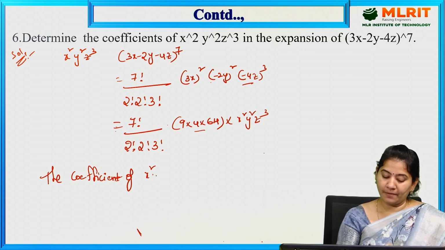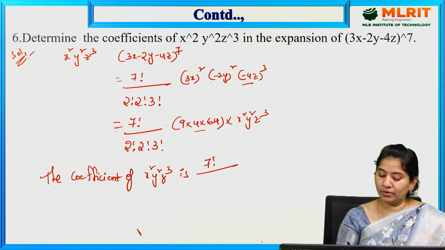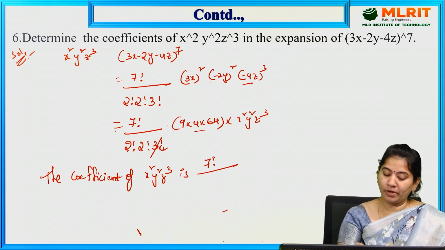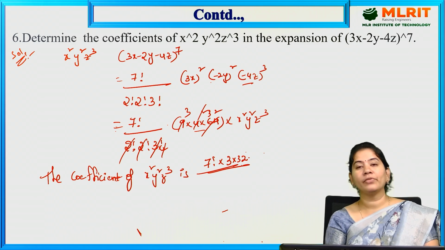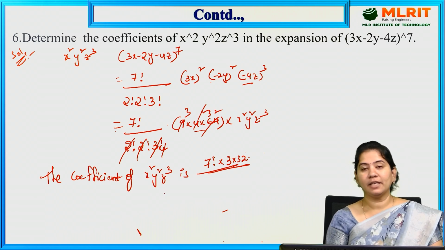So here the coefficient of x square y square z cube is 7 factorial by, so here 3 into 2, 3 3s are 9, 2 2s are 4, and this 2 2 will get cancelled. So now if you observe here, 7 factorial into 3 into 32 is the answer for the coefficient of x square, y square and z cube.